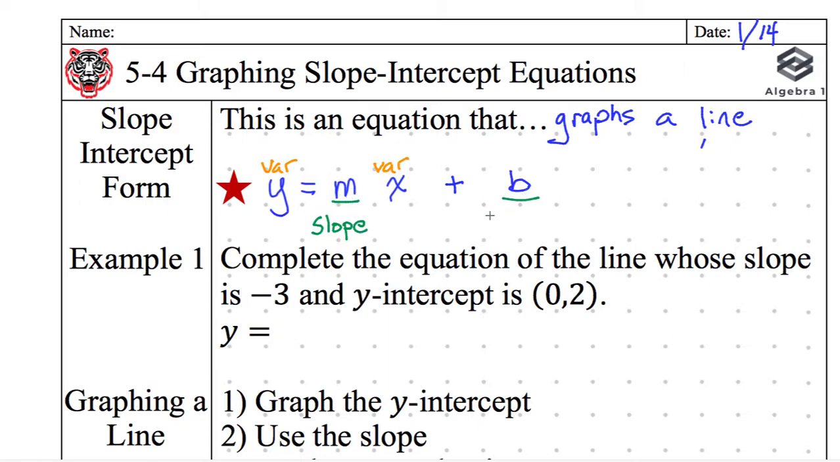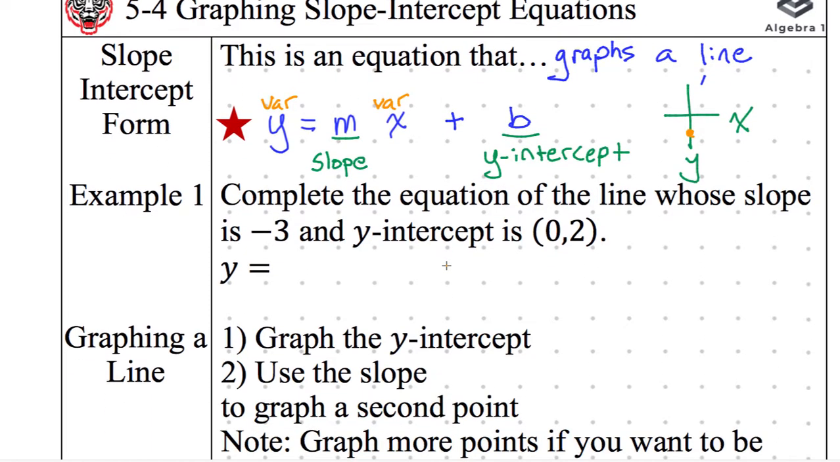B, this is going to be the y-intercept. Wherever you intersect the y-axis, and the y-axis again is the up and down. This is the y-axis and this is the x-axis. Wherever you intersect the y-axis, so for example, if I intersect the y-axis down here at -2, then b will be -2. It's wherever you intersect that y-axis.